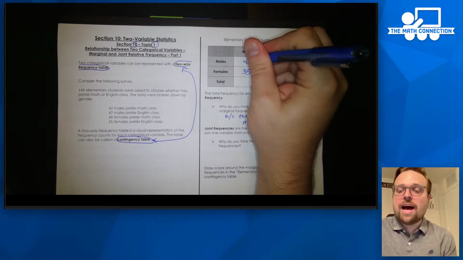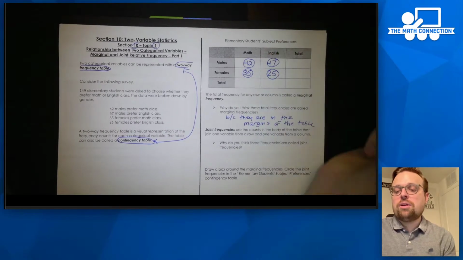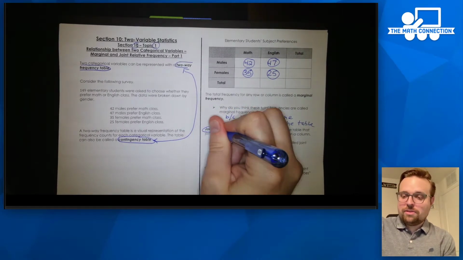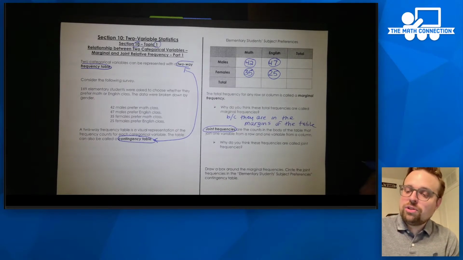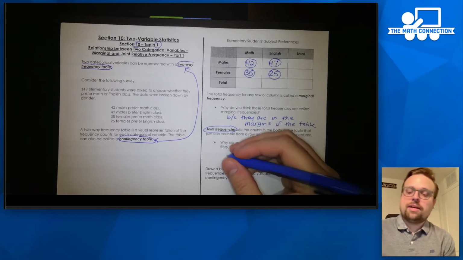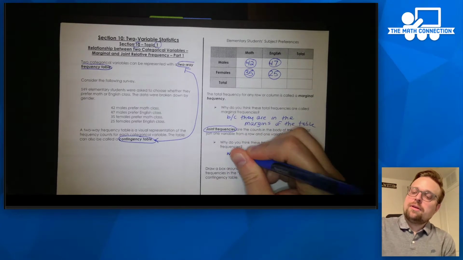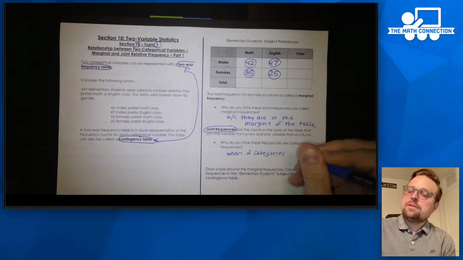and how many males were surveyed that liked English. So these values right here, I'm going to circle them. These values that you see here are called joint frequencies. I'm going to circle this, okay? And why do you think they're called joint frequencies? I mean, I kind of just explained it, but it's when two categories join.